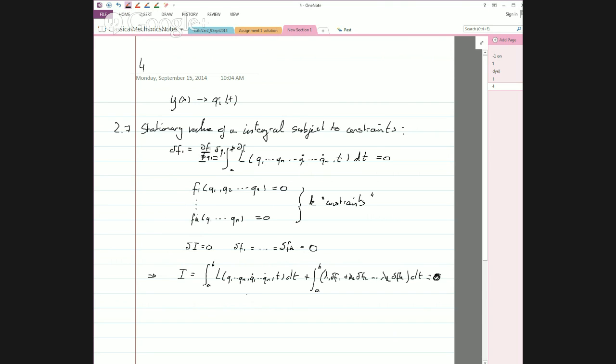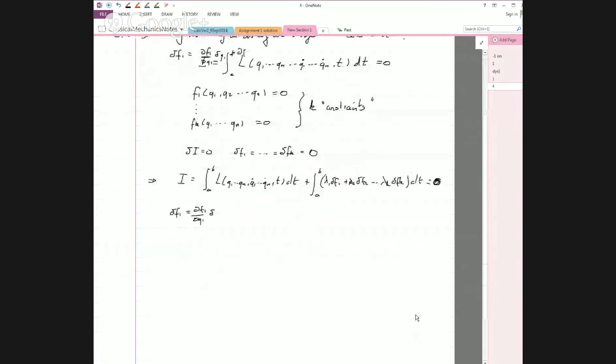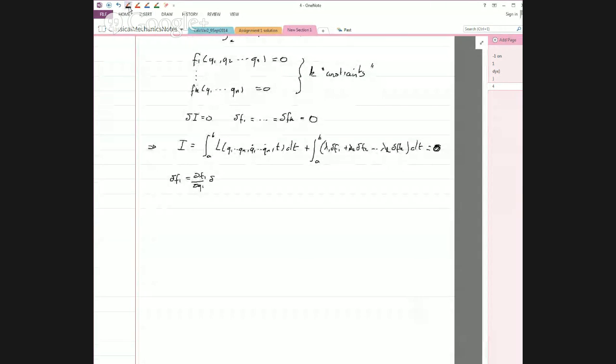Having some problems with OneNote here. Delta F1 is ∂F1/∂q1 delta q1. My computer is going crazy. I'm going to write it on a different line. Delta F1 is ∂F1/∂q1 delta q1. I apologize for the technical difficulties.